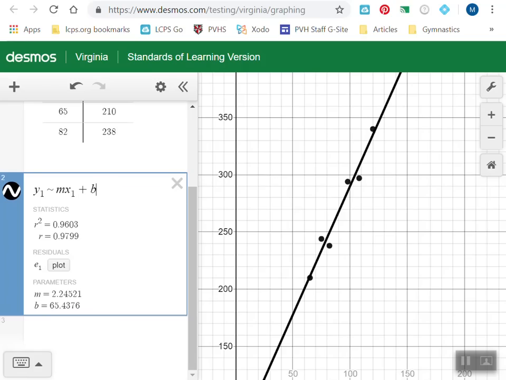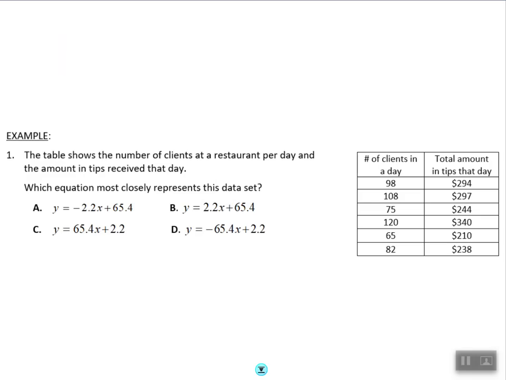And then it's going to give us a bunch of numbers. The important numbers are the parameters, m and b. So we know that our m should be 2.2 something and our b should be 65 point something. So let's look at our answer choices. M should be the first number, the one with the x. It's not those. M was positive 2.2, like we have in answer B. And b was 65 point something. So this is our best equation.